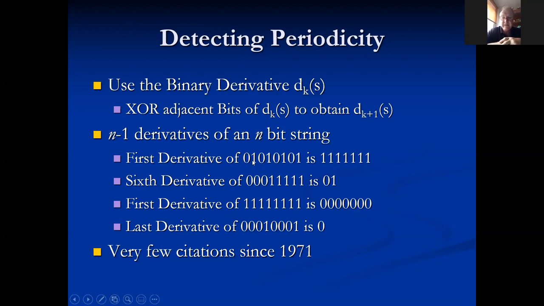Is that okay, Lou? So simply the exclusive OR of the adjacent bits. And so when we start with an 8-bit string, the first derivative is 7 bits long, and the next derivative is 6 bits long, and so on. So we end up with a final derivative, which is just of length 1. But in the bi-entropy work, we don't use the last derivative. Thank you. Okay, so next slide, please.